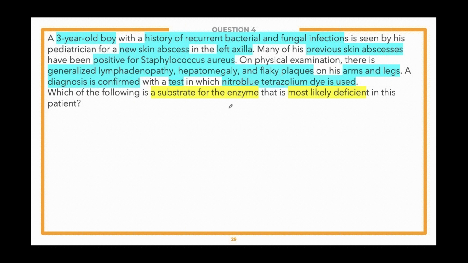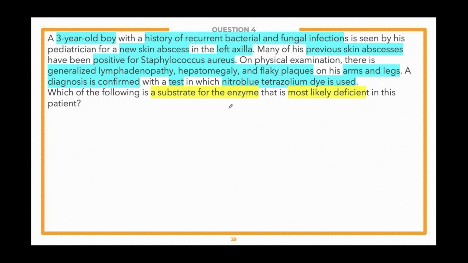I think one, we've got to figure out what's going on in this patient, what's the condition, the diagnosis, and then two, what is the enzyme deficient in that diagnosis? And then three, what is the substrate for that enzyme? So I think we've actually got a three-step question here.